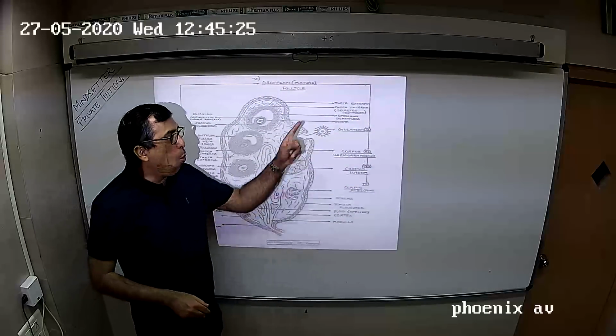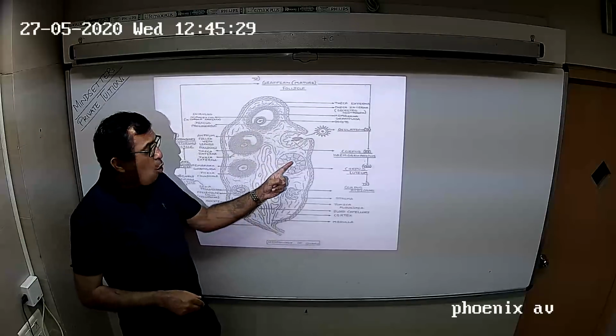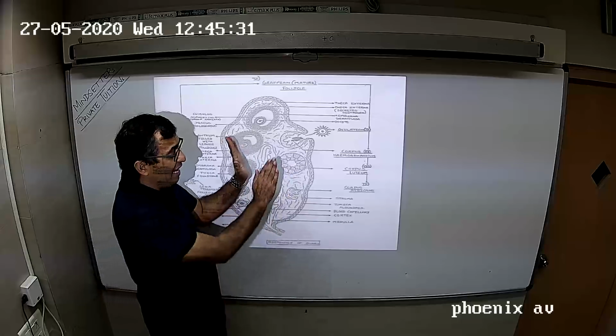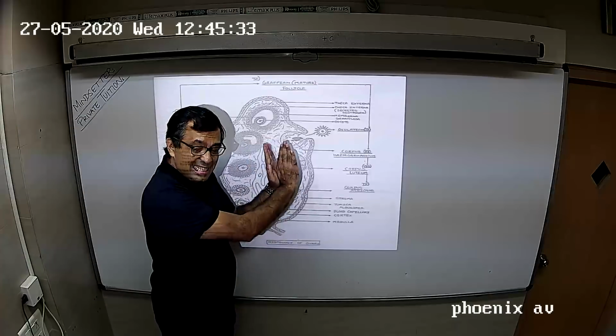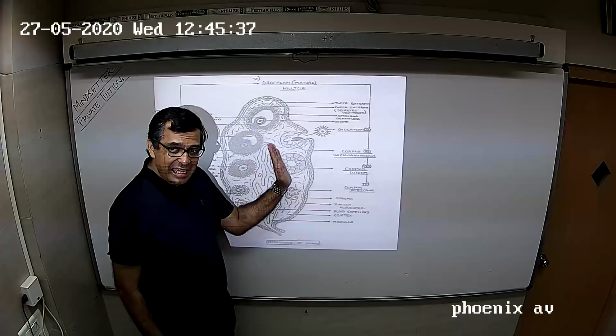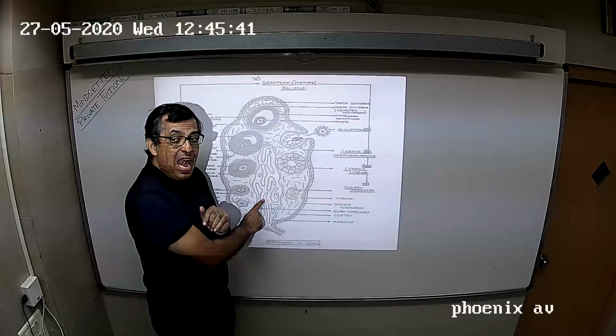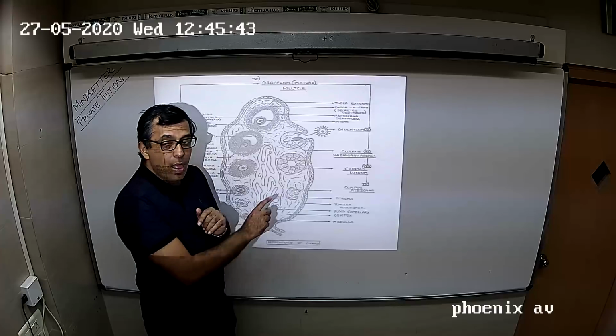So, once fertilization and pregnancy take place, the corpus luteum will persist. It will remain as it is and keeps on secreting progesterone and estrogen.